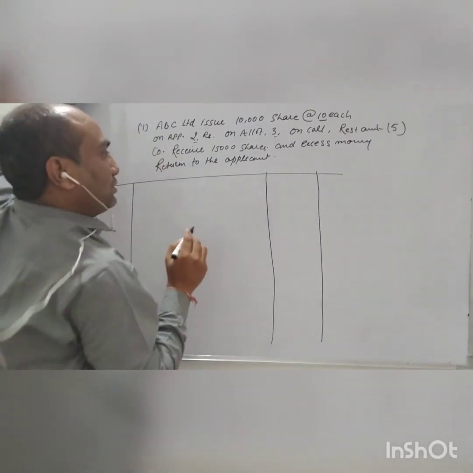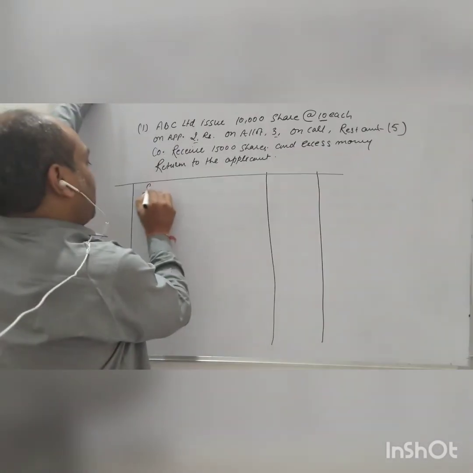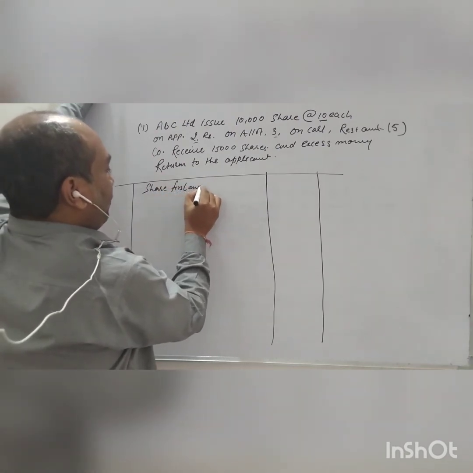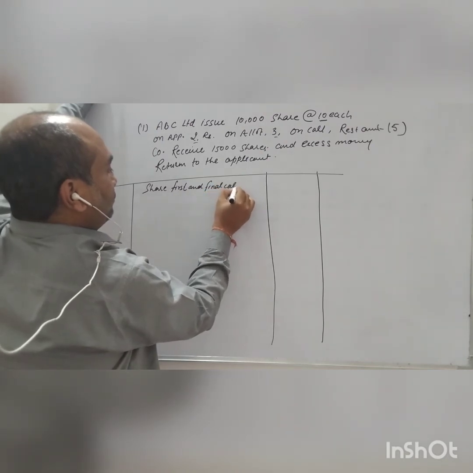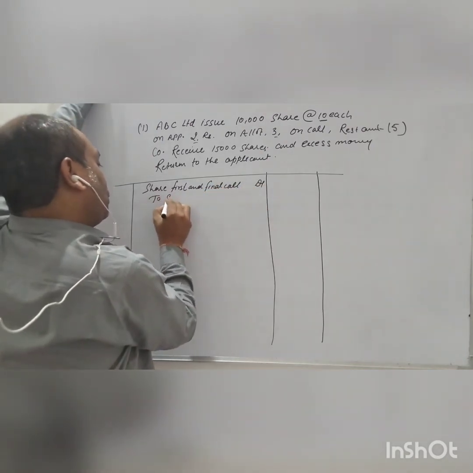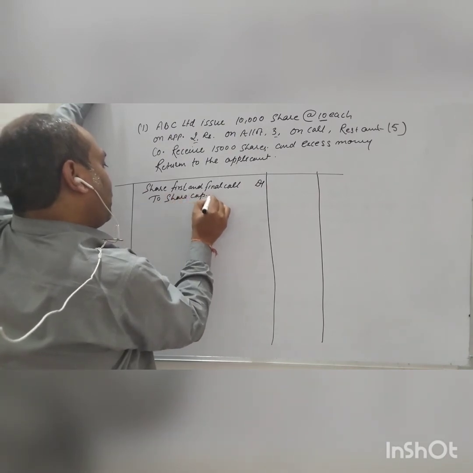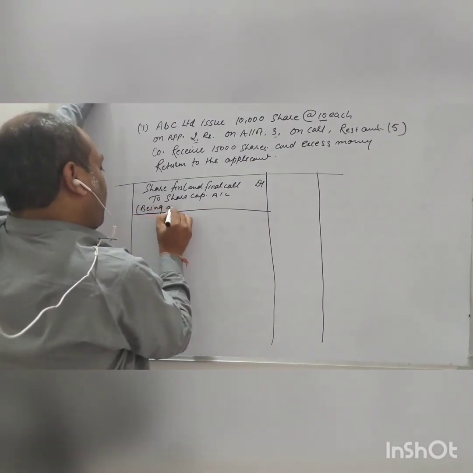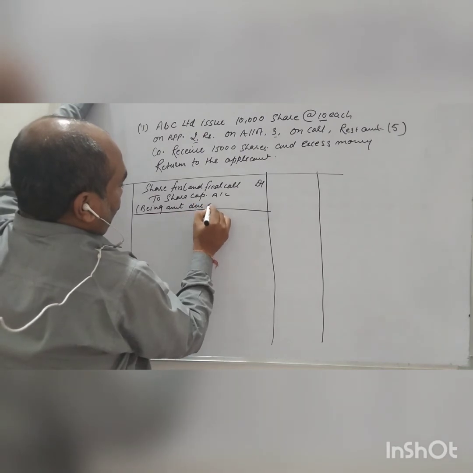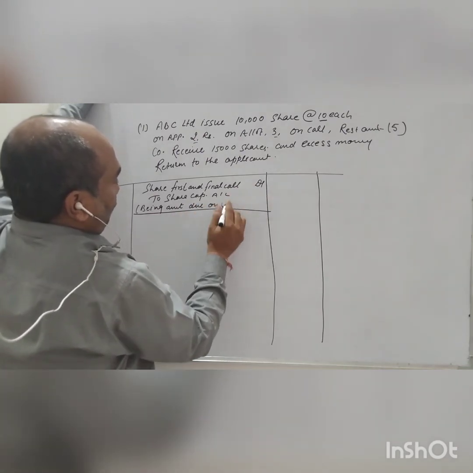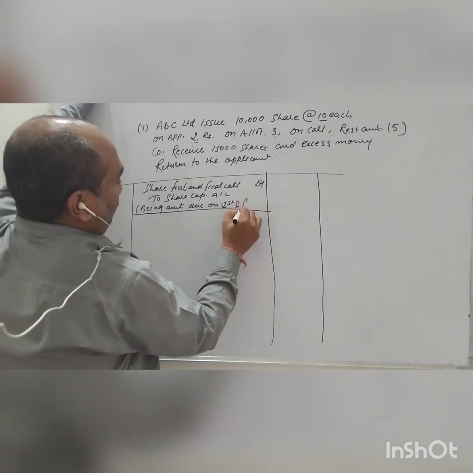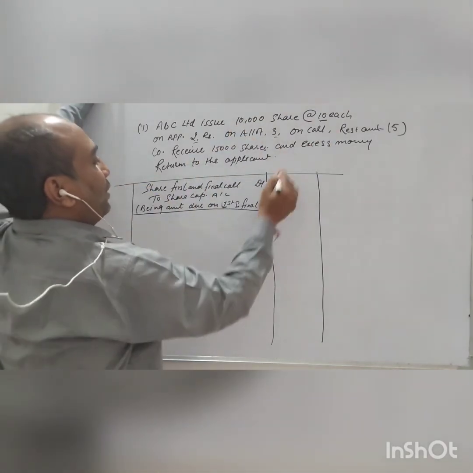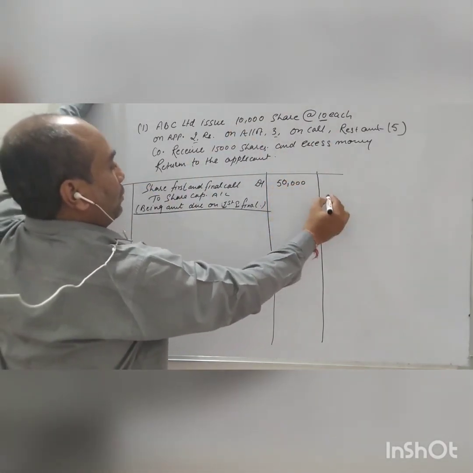So the first call entry will be share first and final call debit to share capital account. Narration will be being amount due on first and final call. First call: 10,000 into 5, it will be 50,000.